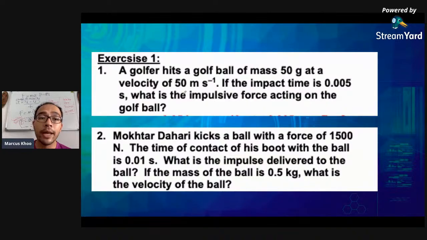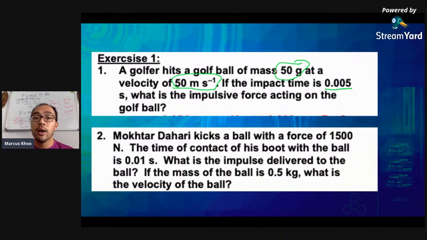Now we're going to do a couple of exercises. In this first exercise, a golfer hits a golf ball of mass 50 grams, and I'm going to circle all this important information, at a velocity of 50 meters per second. If the time of impact is 0.005 seconds. Now, guys, this is a very small time of impact. Small time of impact means the impulsive force is going to be very big, right? So what is the impulsive force acting on the golf ball?